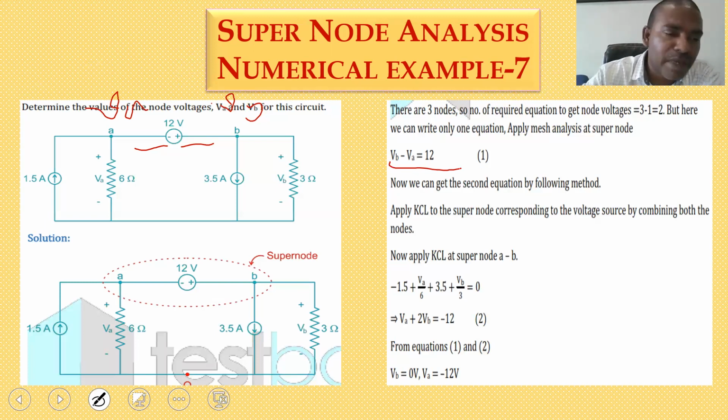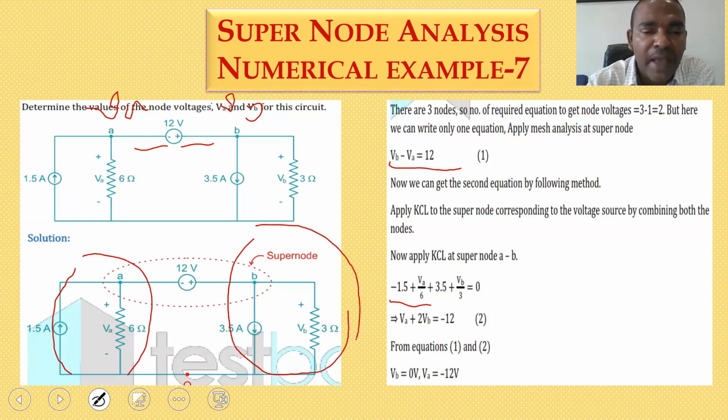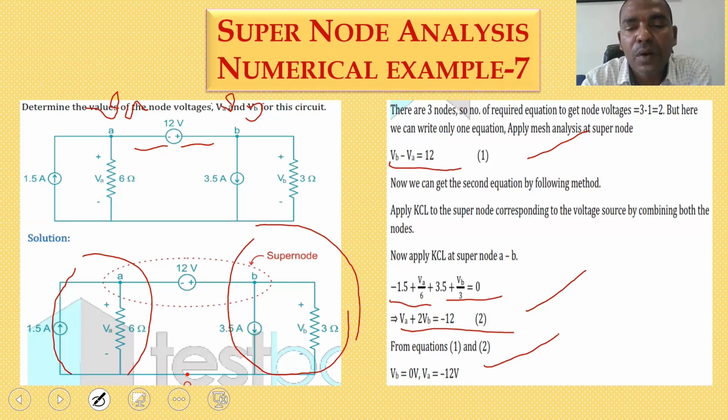Coming to the super node equation for the first node, it is minus 1.5 amperes plus VA by 6. So these two currents are completed. Now coming to this side, plus 3.5 amperes, then VB by 3. Finally you get VA plus 2VB is equal to minus 12. So equation 1, equation 2. If you solve, you get VB is equal to 0 and VA is equal to minus 12 volts.